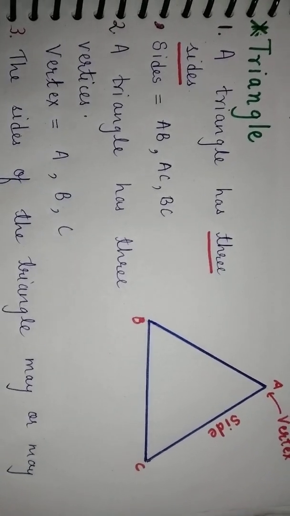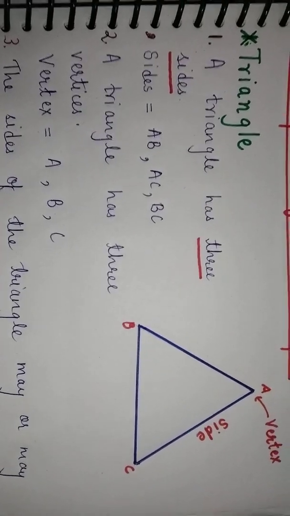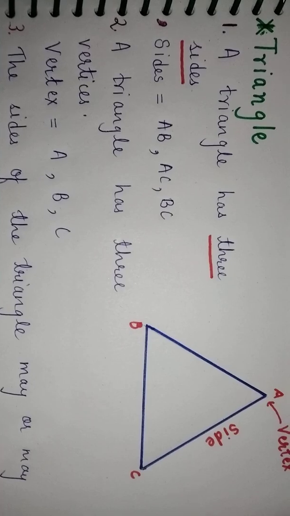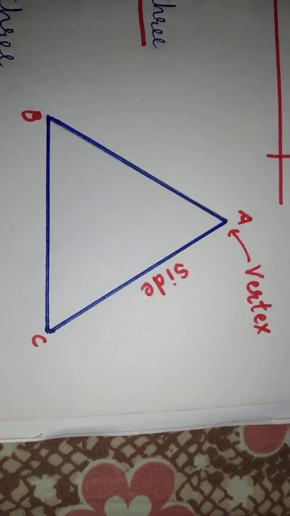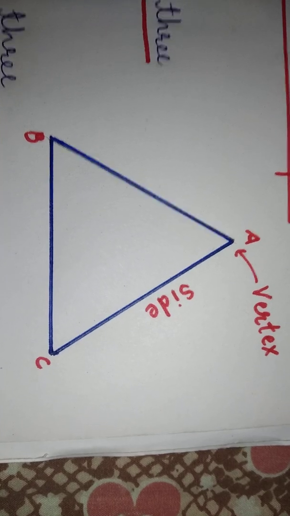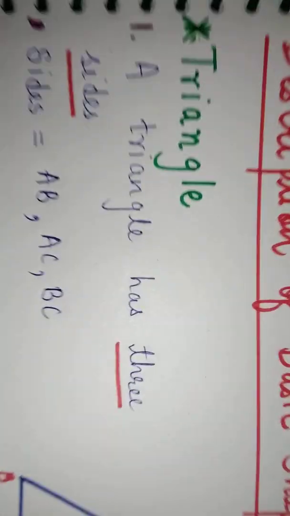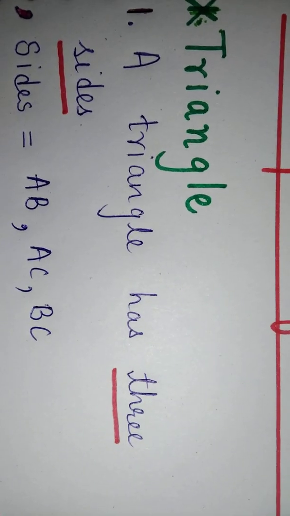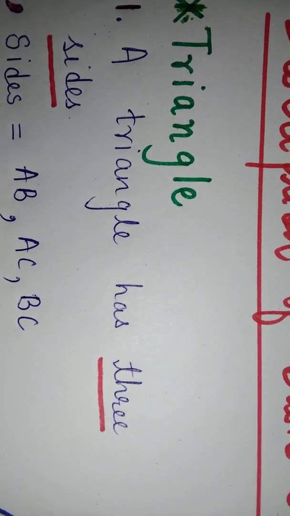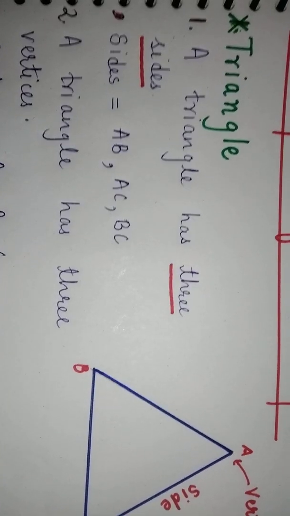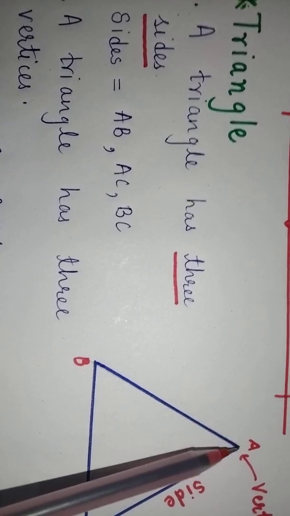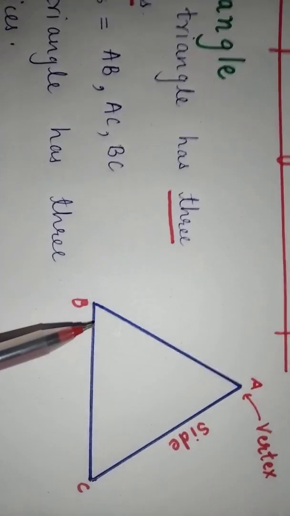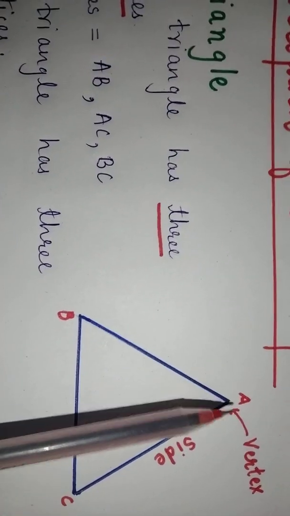So the very first figure that is taken over here is of a triangle. Okay, this figure is of a triangle. So let's move on to the details of the triangle. The very first thing you need to know is that a triangle has three sides. As you can see over here, a triangle is made up of three sides: side AB, side BC, and side AC.